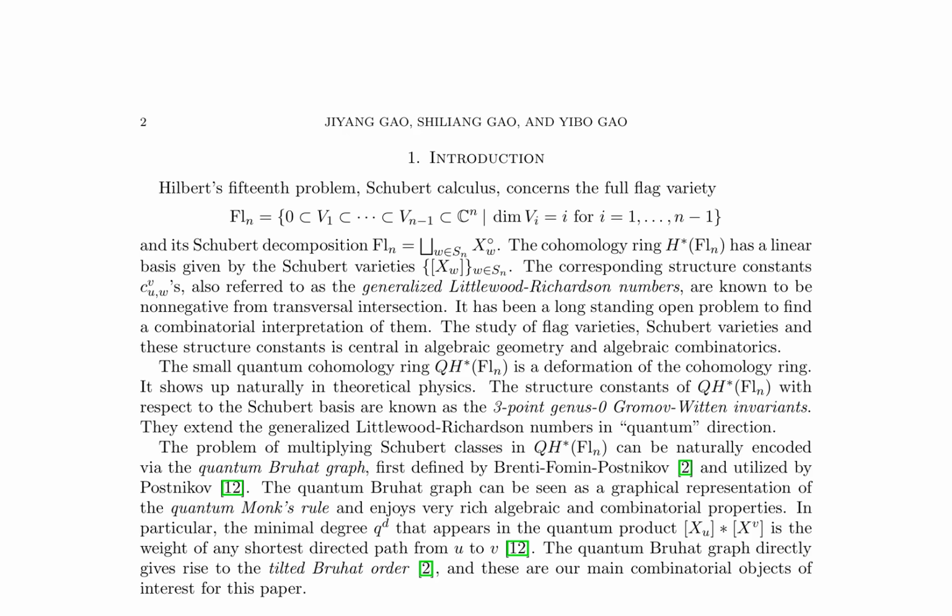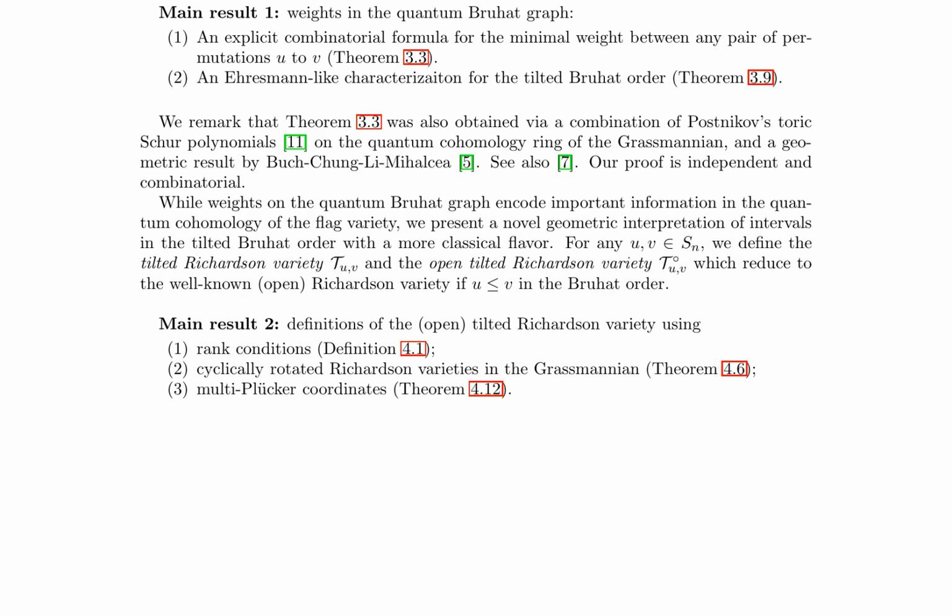The paper explores the combinatorics of the quantum Bruhat graph, providing a comprehensive understanding of the structure constants of QH*(Fl_n) and their relationship with the tilted Bruhat order. It also delves into the geometric properties of tilted Richardson varieties, including their stratification, dimension, and closure. This research contributes to the ongoing quest for a combinatorial interpretation of the three-point genus 0 Gromov-Witten invariants and deepens our understanding of the intricate relationships between quantum cohomology, combinatorics, and geometry.